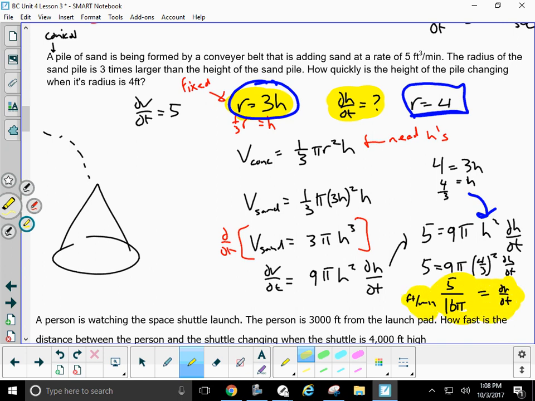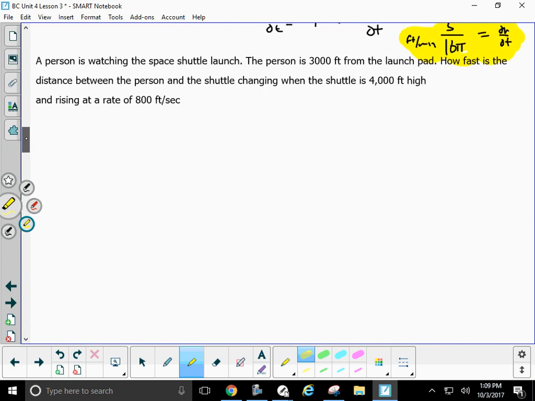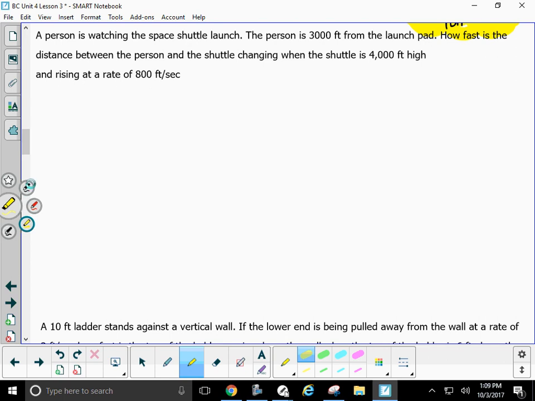Okay, so fixed relationships can be plugged in. Use a simplified formula for what's going on with your situation. Take the derivative of that. It'll make things easier. Okay, so the next set of problems will be all very similar because they're all going to talk about distances.